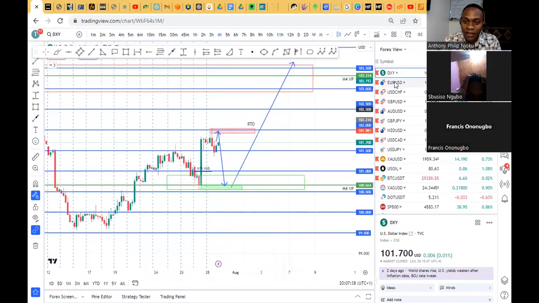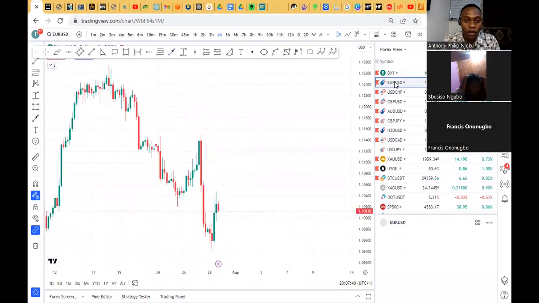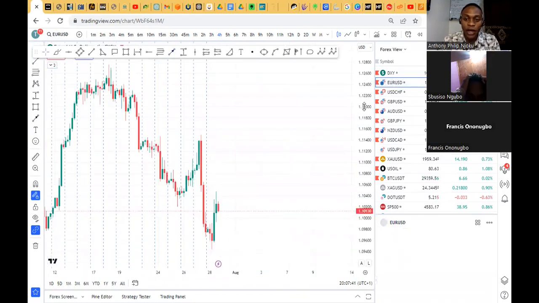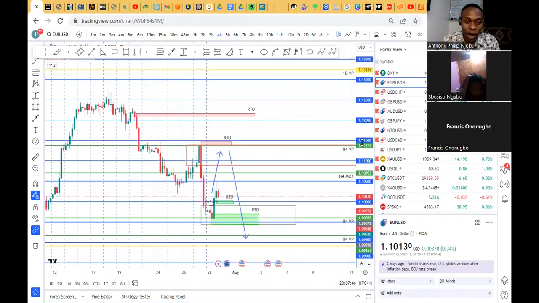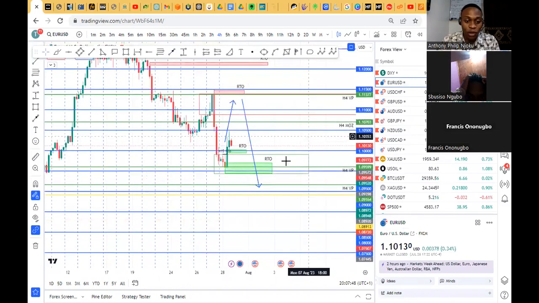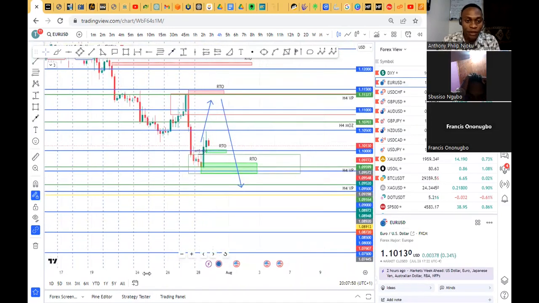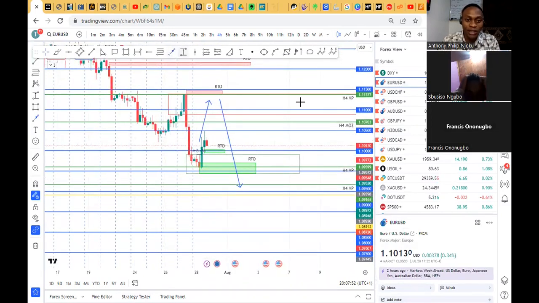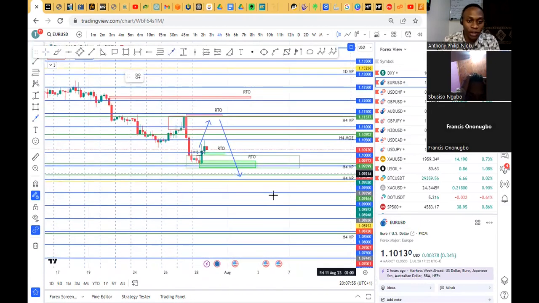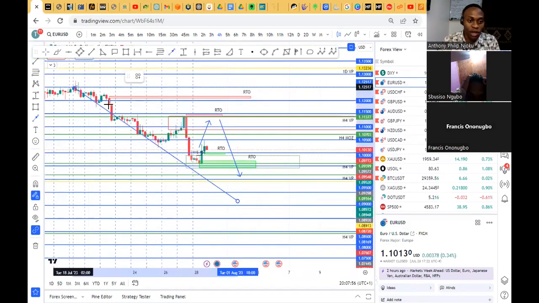So that's for DXY. EUR/USD is 80% correlated with DXY. So if we're expecting DXY to be going down, then we expect EUR/USD to be going up. So for EUR/USD, we can see closely that we are currently on a downtrend. The trend is your friend. So we had a corrective structure. It came over here and swept liquidity.